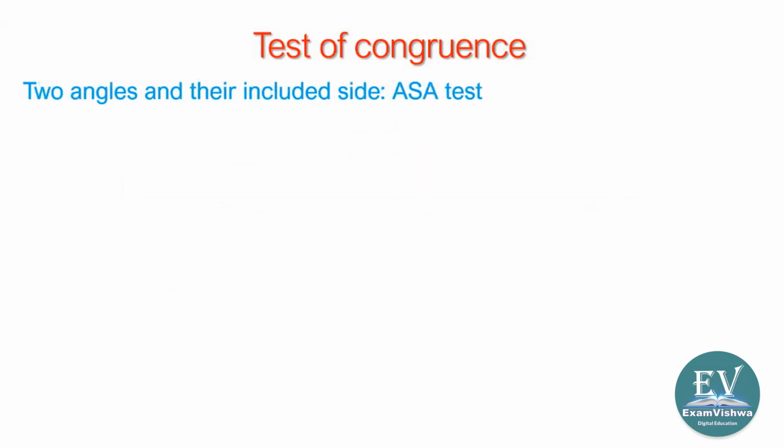Okay. The next test is named the ASA test. Two angles and their included side. So two angles will be including a common side. That's the sense of it. For that I should draw first of all a triangle having particular measure for its angles. So I am trying to draw a triangle here now. Let me draw a triangle first.